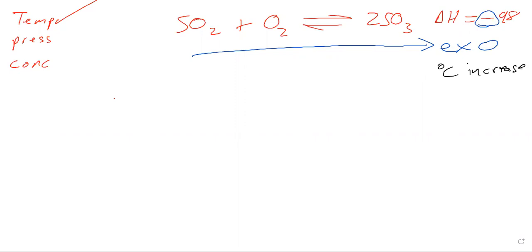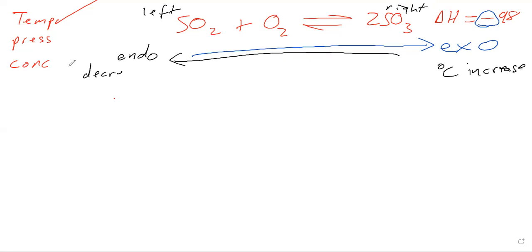You see the reverse reaction is the opposite. If the forward is exothermic, the reverse is endothermic, so the temperature will decrease. The endo is on the left-hand side, exo is on the right-hand side. So if it shifts to the left, the temperature will decrease.